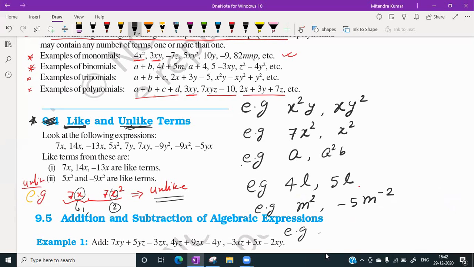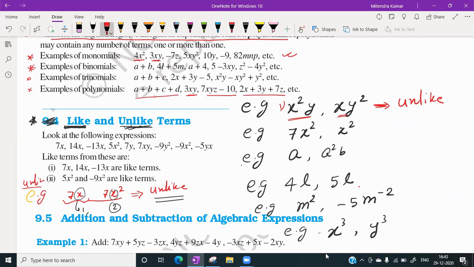Okay, students, so I have a few examples. You have to say like or unlike. So the first example: are these two terms like or unlike? Unlike, sir. Because the power is different. The power is not there for x in the first one, and in the second one the power is there for y.